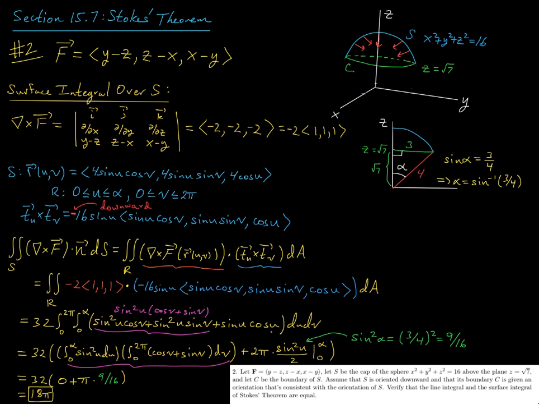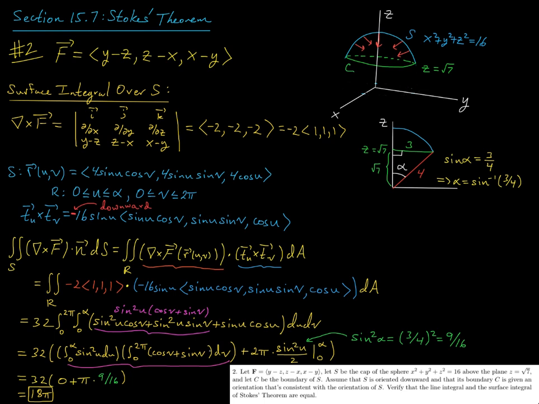And the integral of sine u cos u is pretty simple. You could use a substitution if you like, or just note that cos u is the derivative of sine u, so you're going to get 1/2 sine squared u, and we're going to evaluate that from 0 to this angle alpha. All right, so now something really nice happens here.